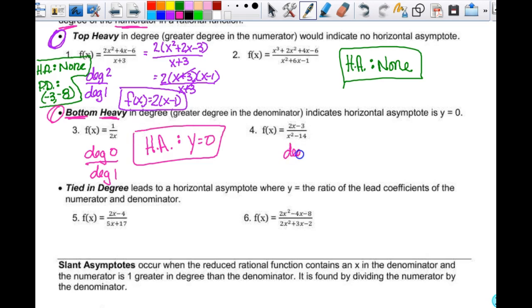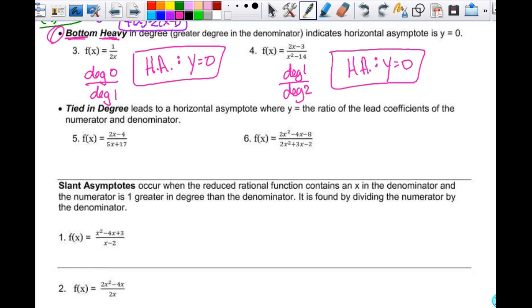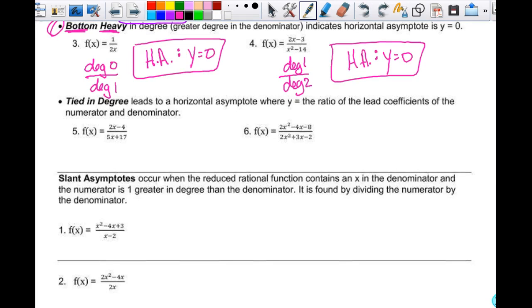This is degree 1 over degree 2. So what's your horizontal asymptote? Y equals 0. It's that easy. Bottom heavy, y equals 0. Okay. Everybody okay with that? So top heavy, there is none. Bottom heavy, it's y equals 0.